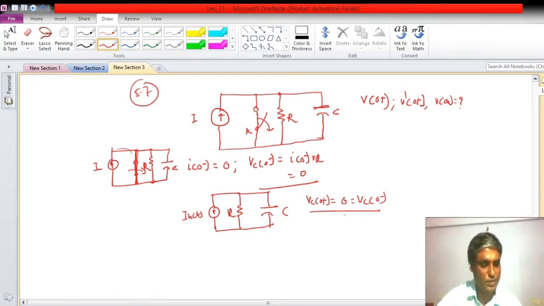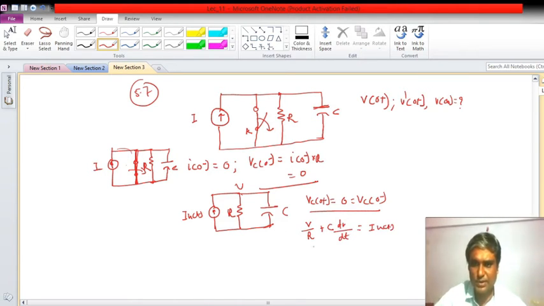Okay, because initially the capacitor will act as a short circuit. Now, in order to find V dash of 0 positive, what can be done is I can write the nodal equation for it. Say this is my V, so it will be V by R plus C dV by dt, which is equal to the current, that is I U of t.